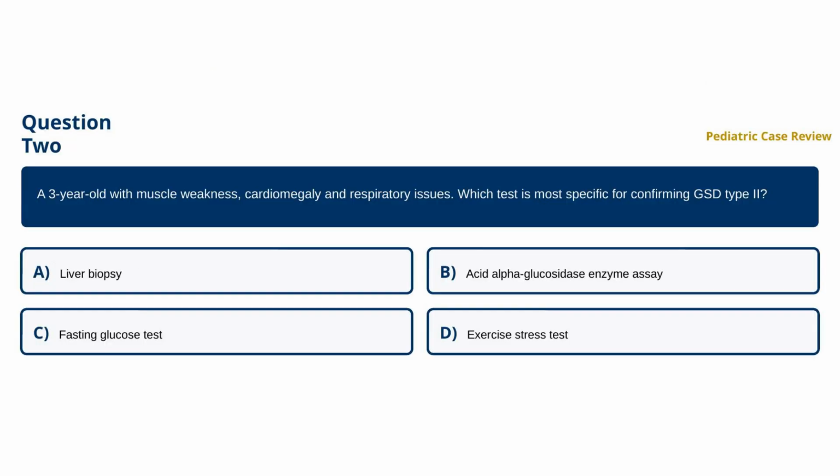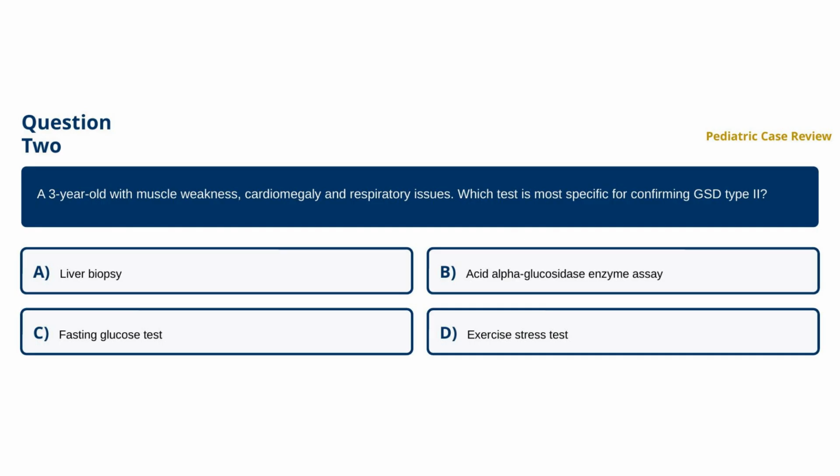A 3-year-old presents with muscle weakness, cardiomegaly, and respiratory issues. Which test is most specific for confirming GSD type 2? Option A, liver biopsy. Option B, acid alpha-glucosidase enzyme assay. Option C, fasting glucose test. Option D, exercise stress test.